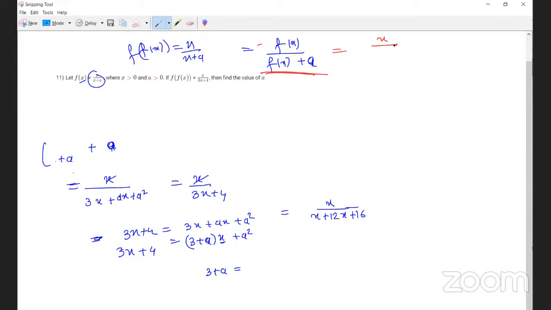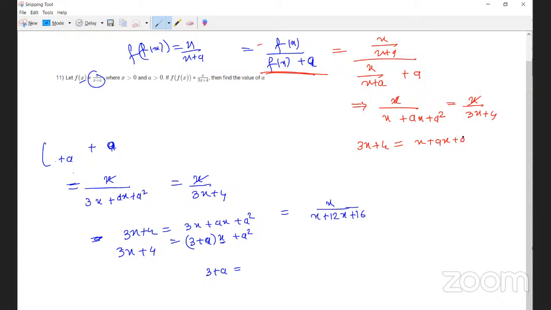Now I will put x upon x plus a upon x plus a plus a. Okay, now what will I get? I will just cross multiply here: x plus ax plus a square, right? Now this is equal to x upon 3x plus 4. Now this x will get cancelled, right? So I can write it as 3x plus 4 equals x plus ax plus a square. Now this is 3x plus 4, common. x common, a plus 1 equals a square.